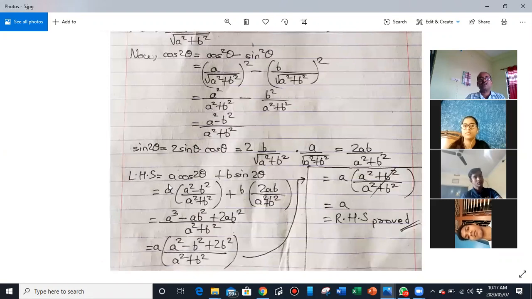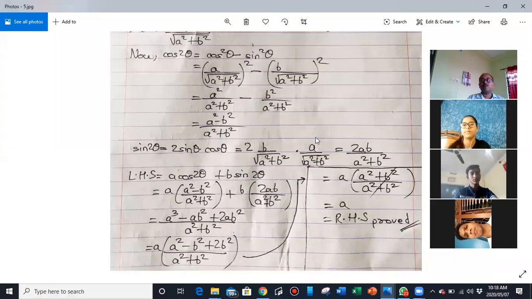What was our LHS in the question? A cos 2 theta plus b sin 2 theta. So put here a into, in brackets, the value of cos 2 theta, plus b into the value of sin 2 theta, which we found earlier. Now multiply a here, a cube, and at the same time take LCM also. The common denominator is a square plus b square. Here a into a square is a cube, a into minus b square is minus ab square, plus b into 2ab is 2ab square. Is it?